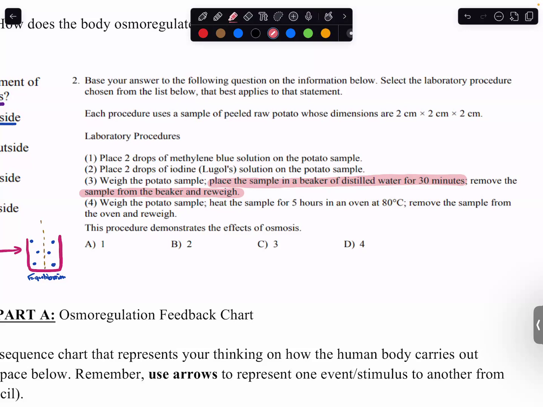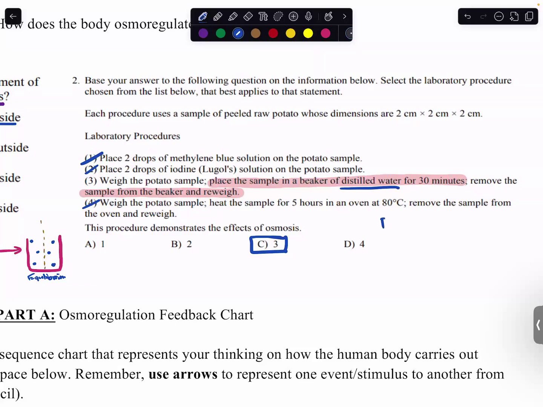So which one of these 4, 1, 2, 3, or 4, represents osmosis? I'm going to choose any answer that talks about the movement of water only. Number 1 mentions methylene blue solution. Is that water? No, it is not water. Number 2 mentions iodine, Lugol's solution. Is that water? No. Number 3 mentions distilled water. Is distilled water water? Yes. And then number 4 mentions heat. That's not water. So 3 is the correct answer here.